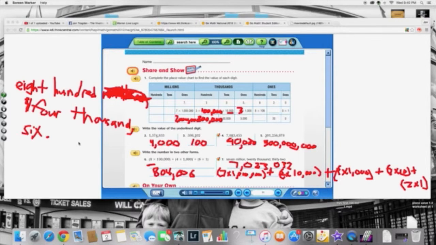Okay, that's it for what I'm doing with you. The rest is on your own. So go through, do the rest, and then we'll meet at the table to talk and do some other stuff in a little bit.